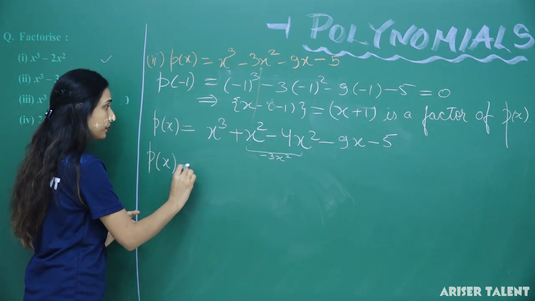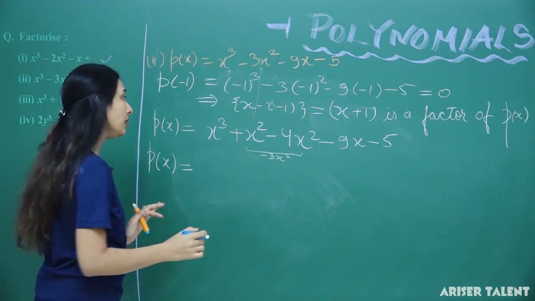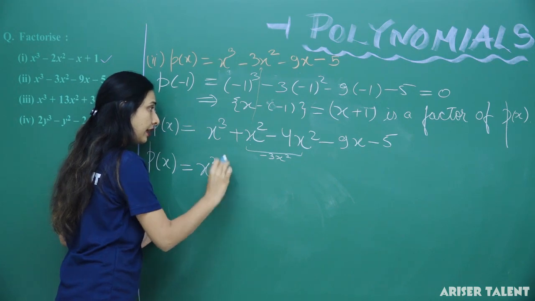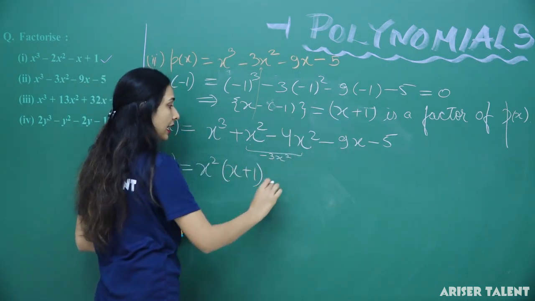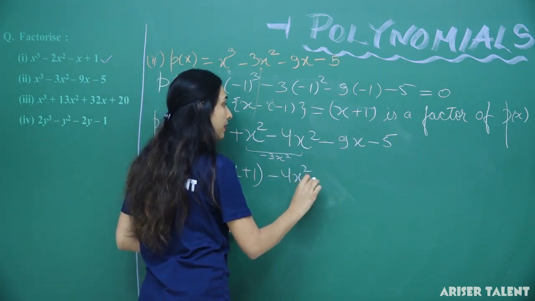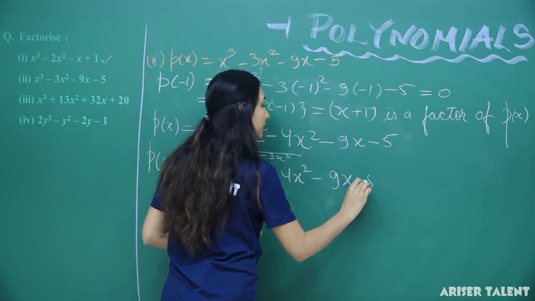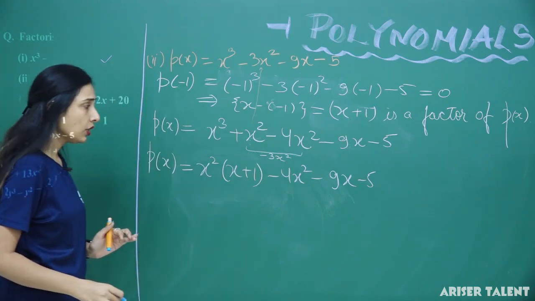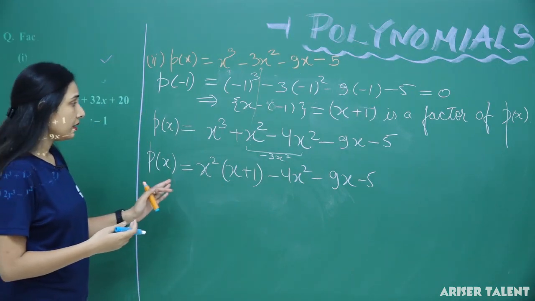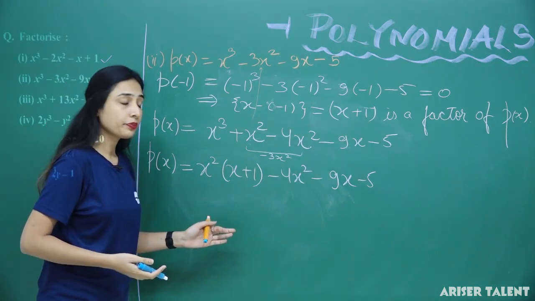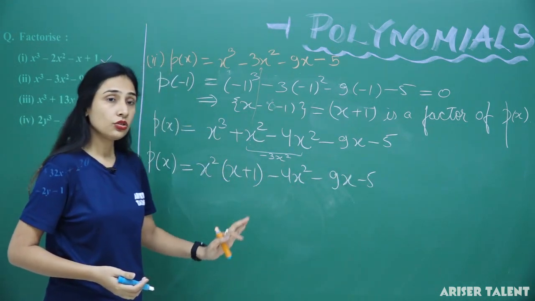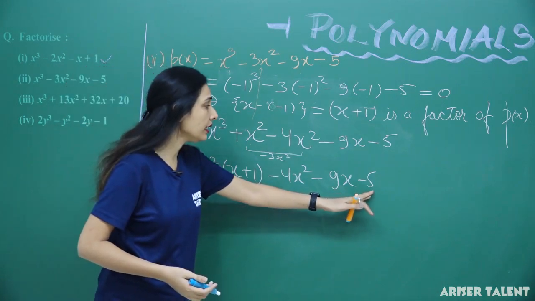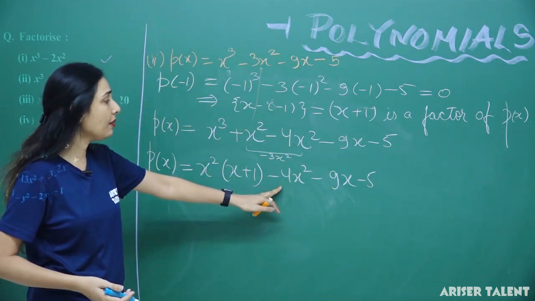P(x) equals to, what will we take common? x square. After taking x square common, I will be getting x plus 1, and here I will be getting minus 4x square minus 9x minus 5. So does it make you remember something? You are getting ax square plus bx plus c. So after getting this, what will you do?